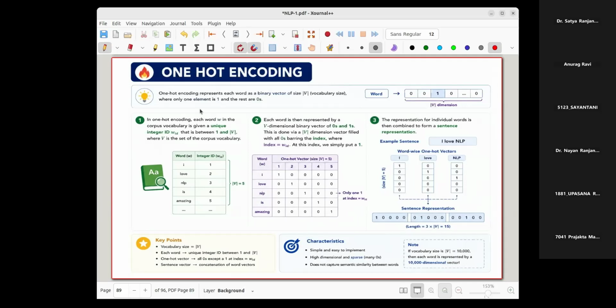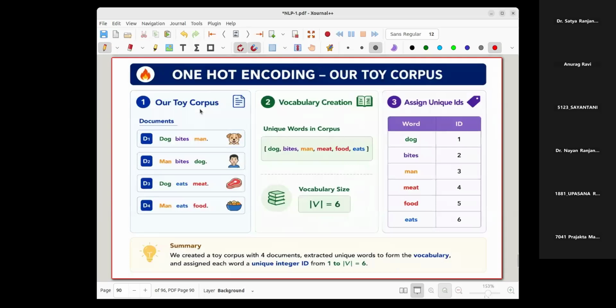Next step, each word will be converted into a vector whose size will be the size of the vocabulary. In that vector, only one position, the ID position of that word, will become 1, and the rest of the positions will become 0. Once you have these representations, if you have a sentence, you put together the representation of every word, and you get the representation for the sentence. So let's see it step by step, it will be easier to understand.